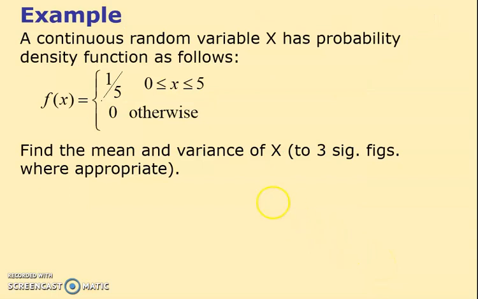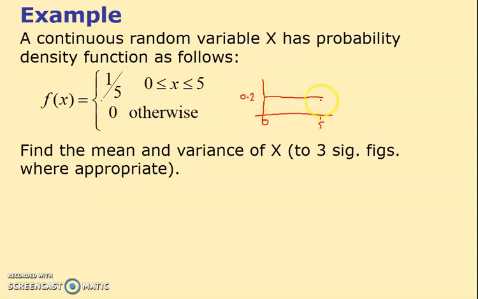I'm just looking at the equation here. It doesn't look a hard one. It simply says that f of x is a fifth. So if you were to draw the probability distribution for this, it's between 0 and 5. It has a set value of a fifth, or 0.2 I suppose.